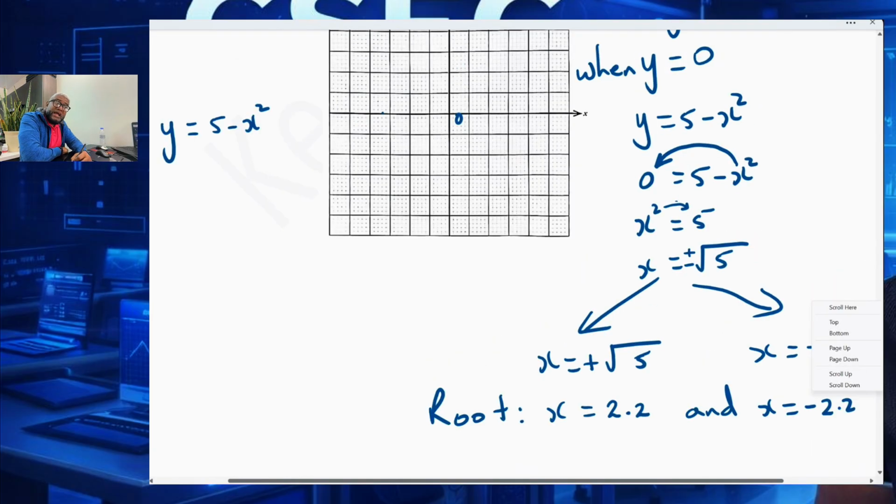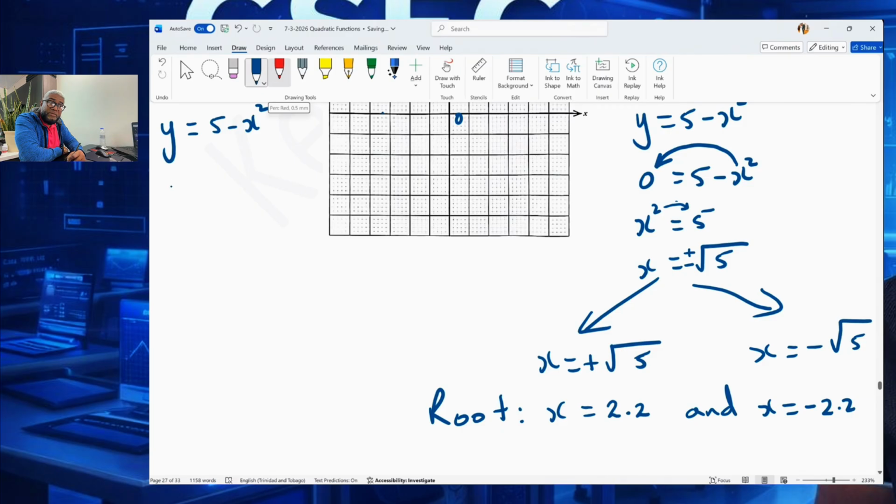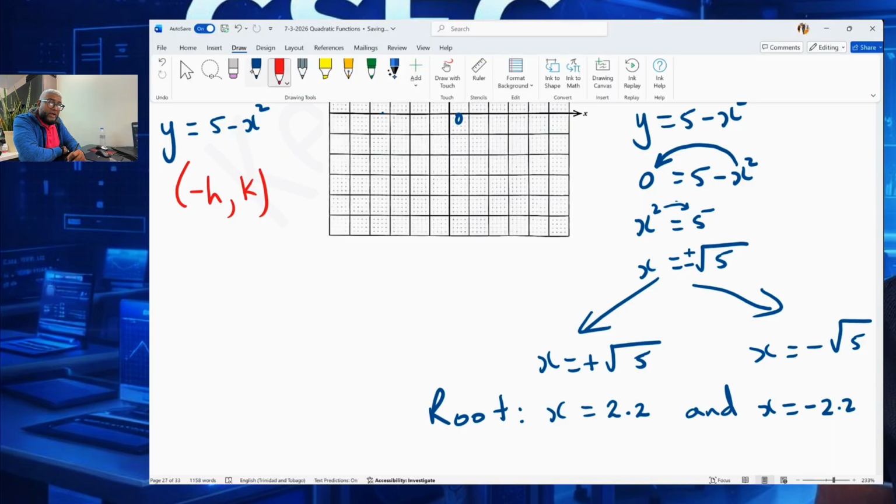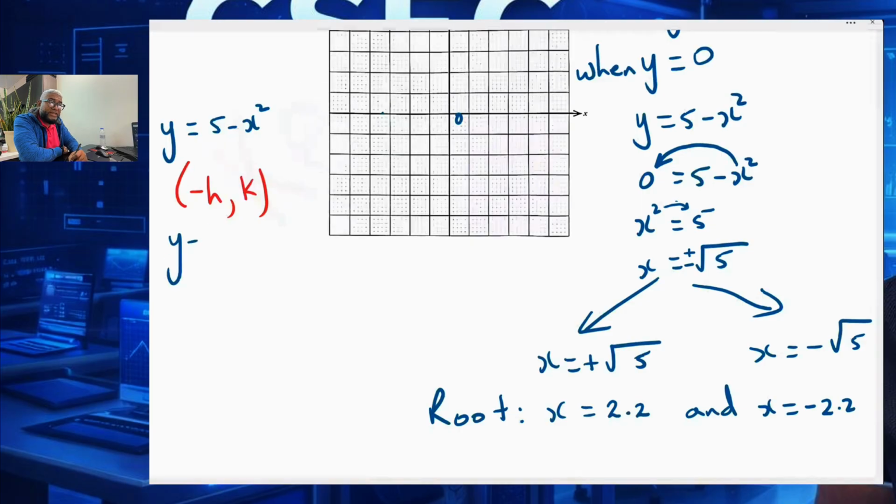The maximum or minimum point is given by what? The coordinates of the maximum or minimum point is given by negative h comma k. So here I want to do, you see this quadratic? I'm going to rewrite it as y is equal to, I'm going to put the negative x squared first, right? And then I'm going to put plus 5 second. Lock in, right?